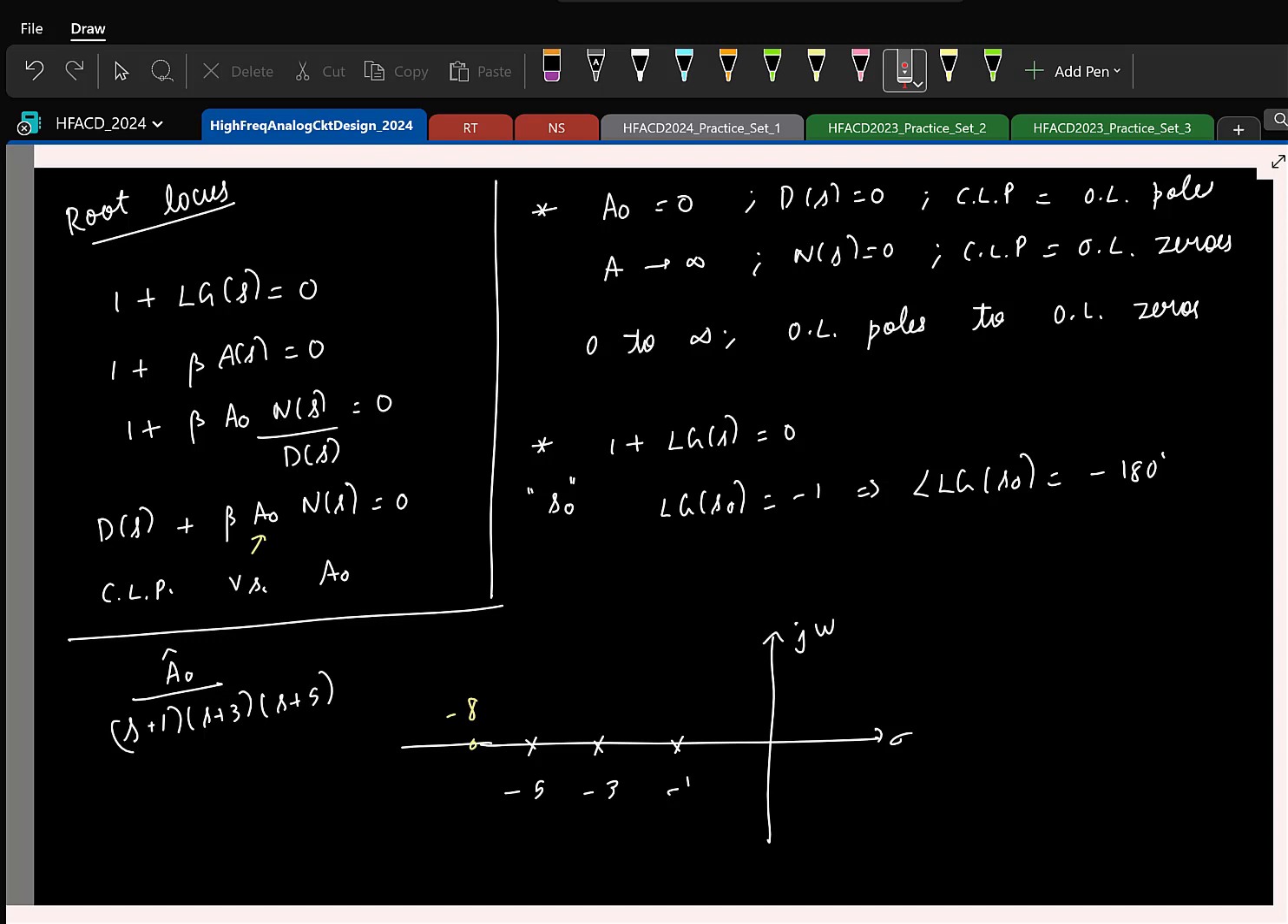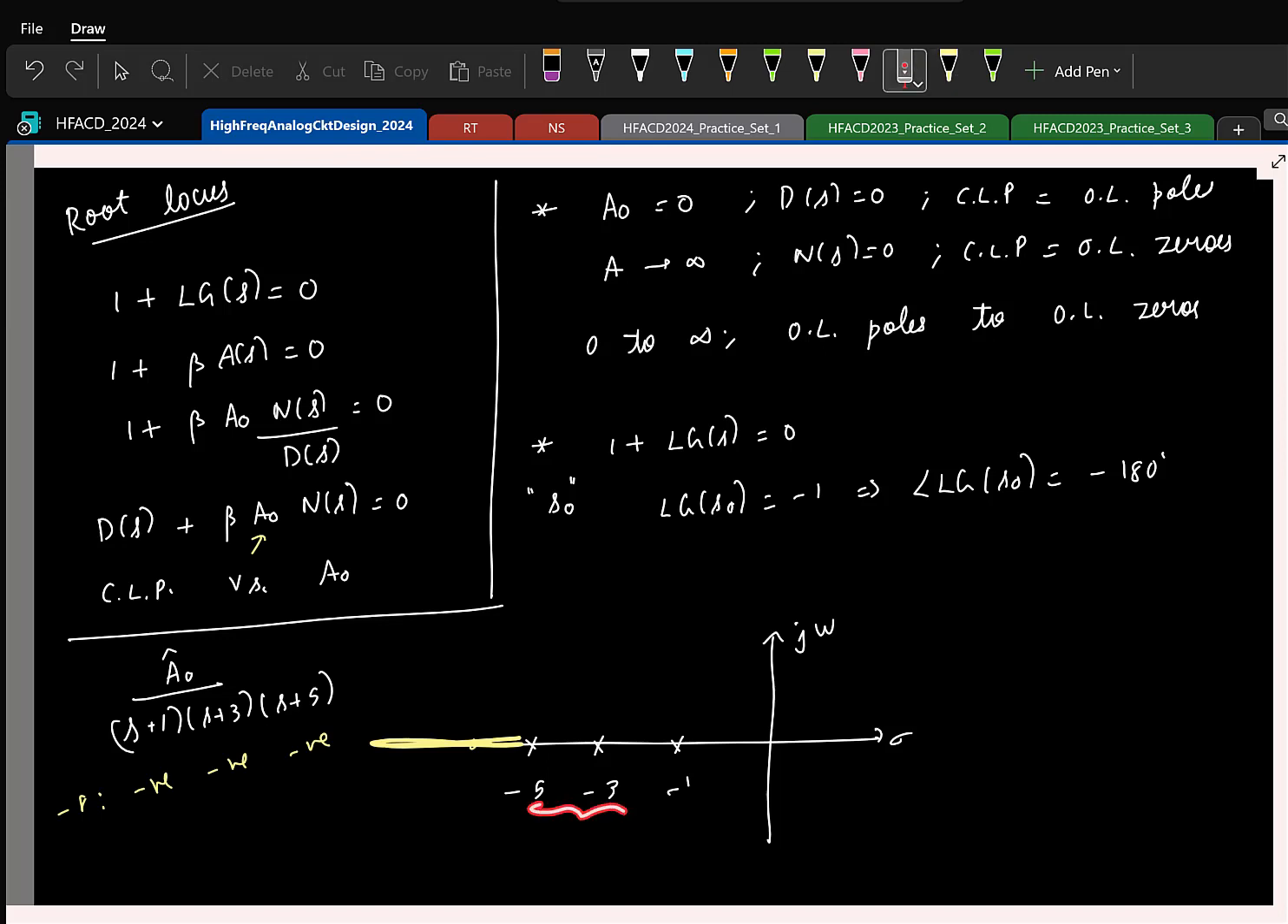Okay. So let's try to see. If I put -8 here, what happens to this term? Is it negative or positive? It's negative, so overall you get some negative term. So for some value of A0 hat, you can make it equal to -1. That's what you want. So definitely -8 can be a closed loop pole for some value of A0 hat, and for that matter any point in this section will do.